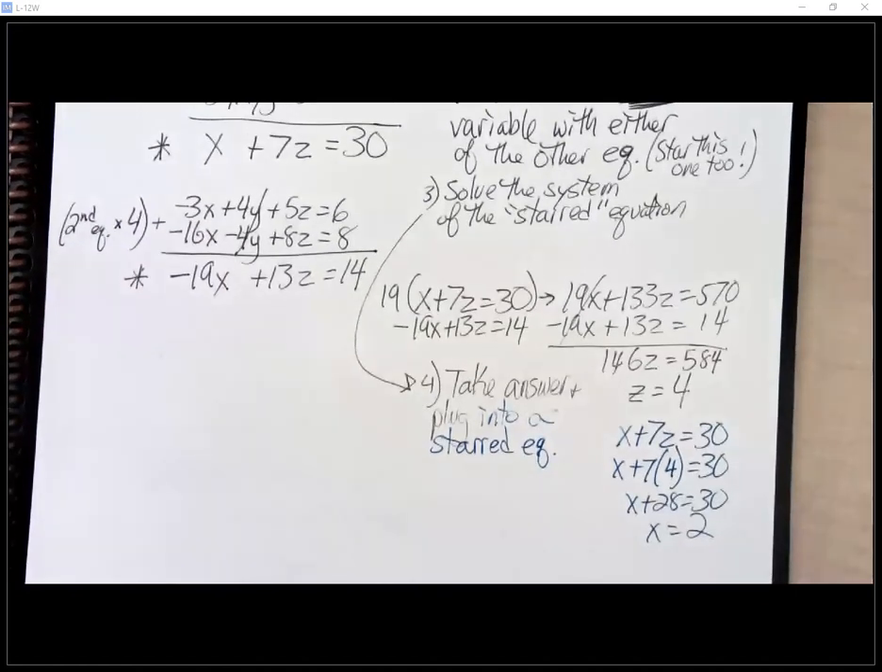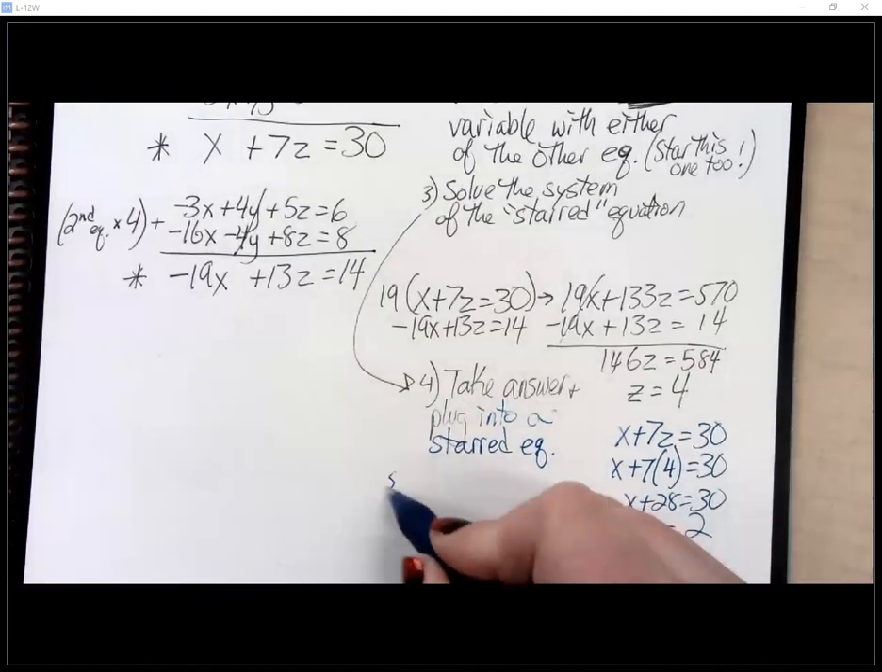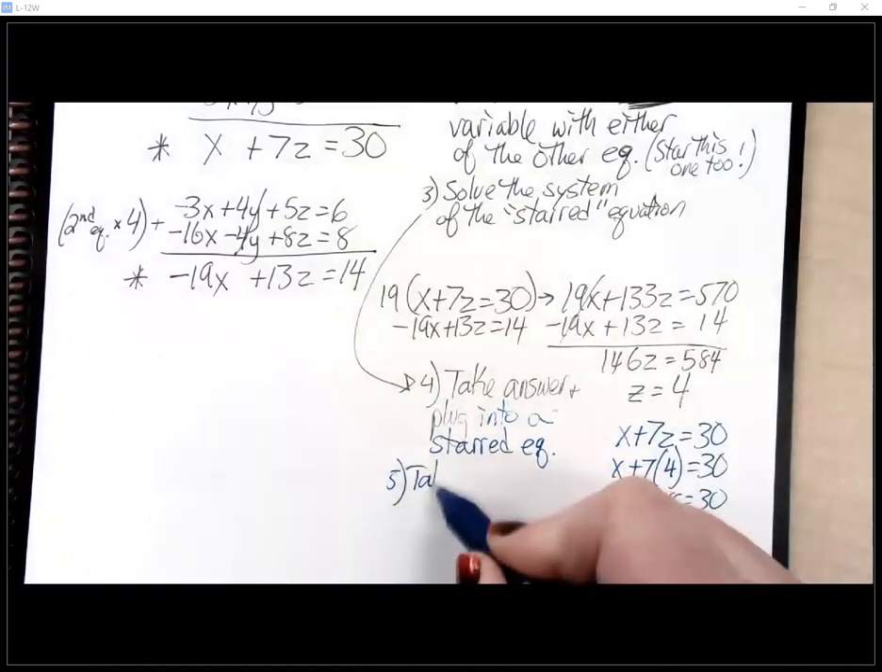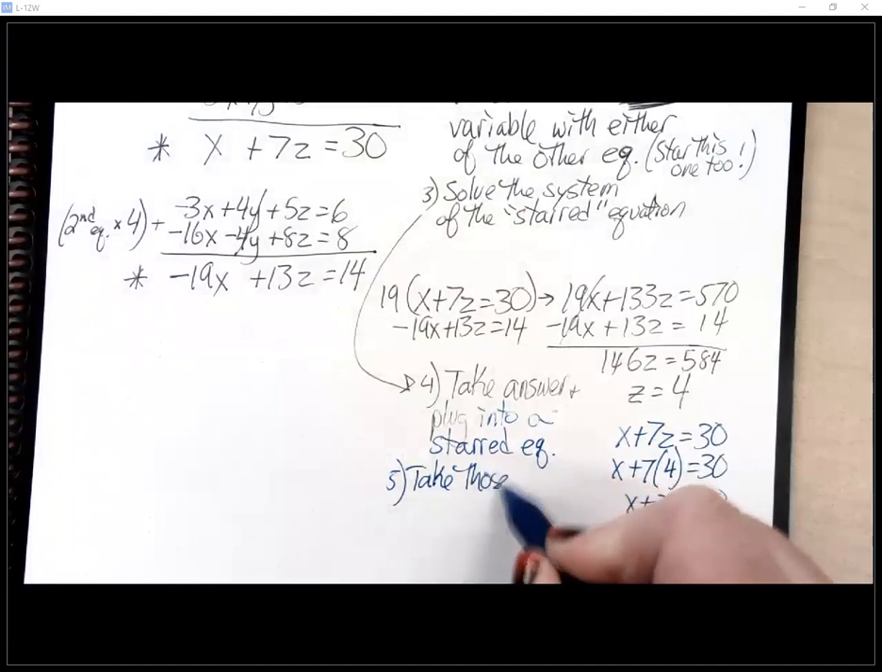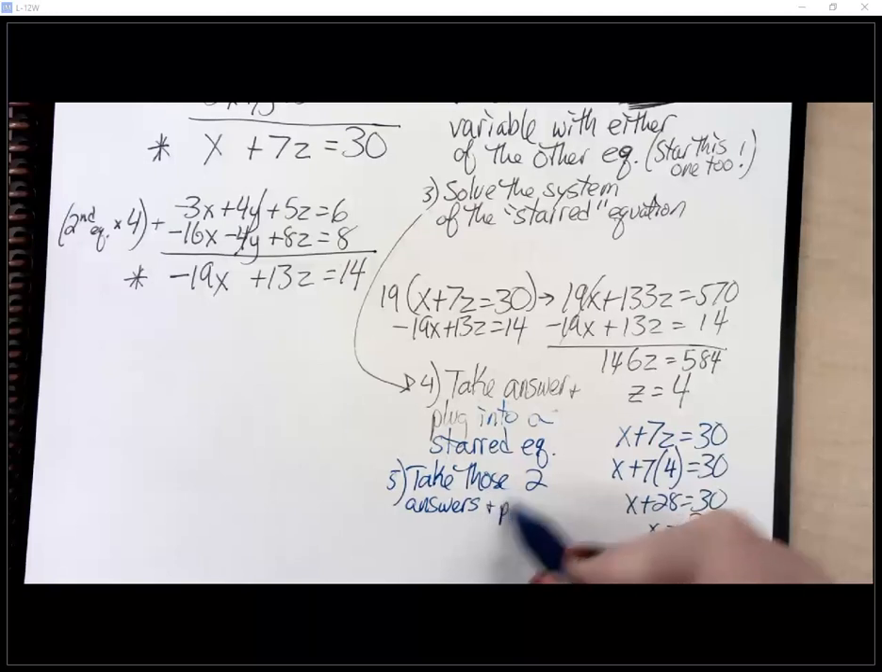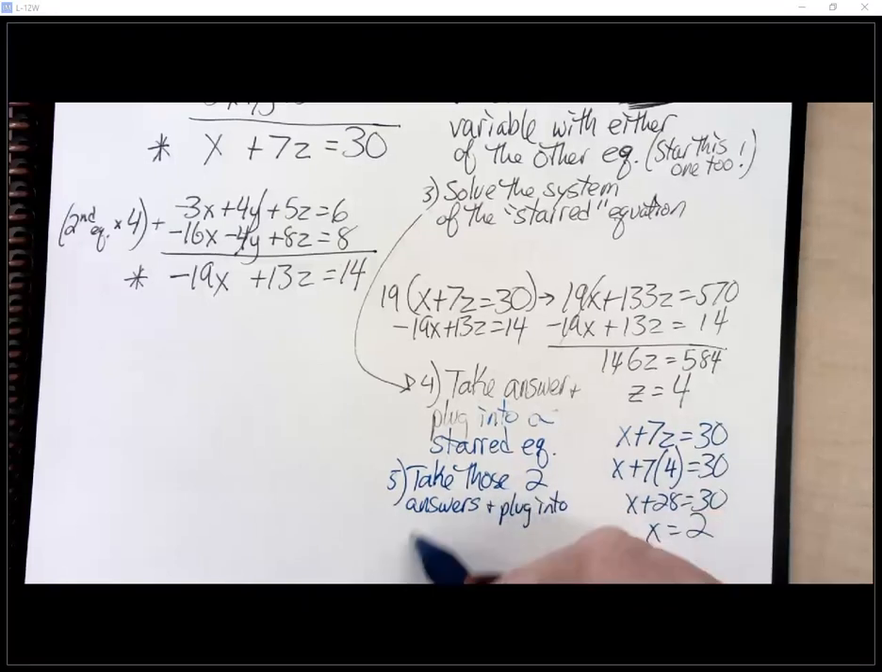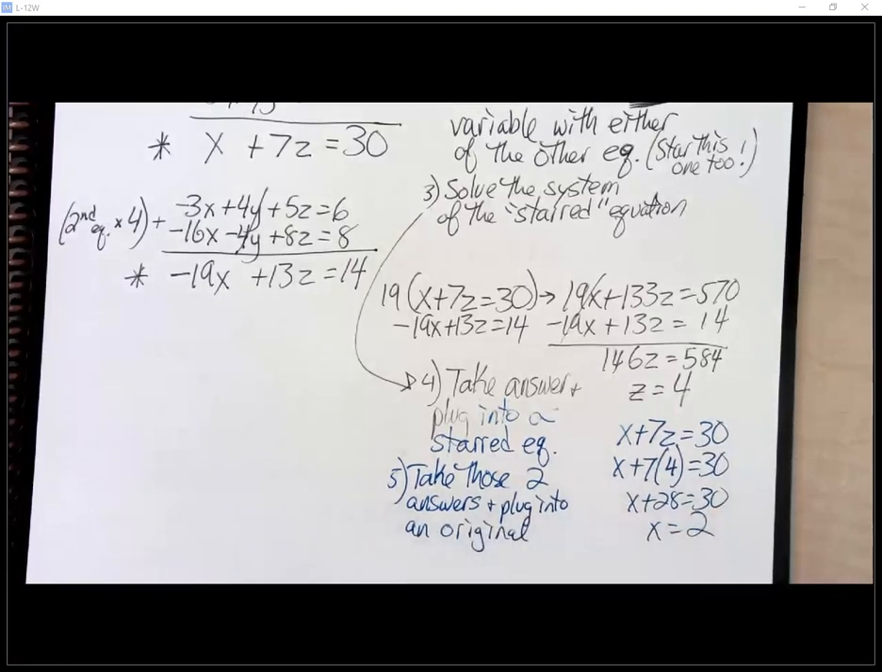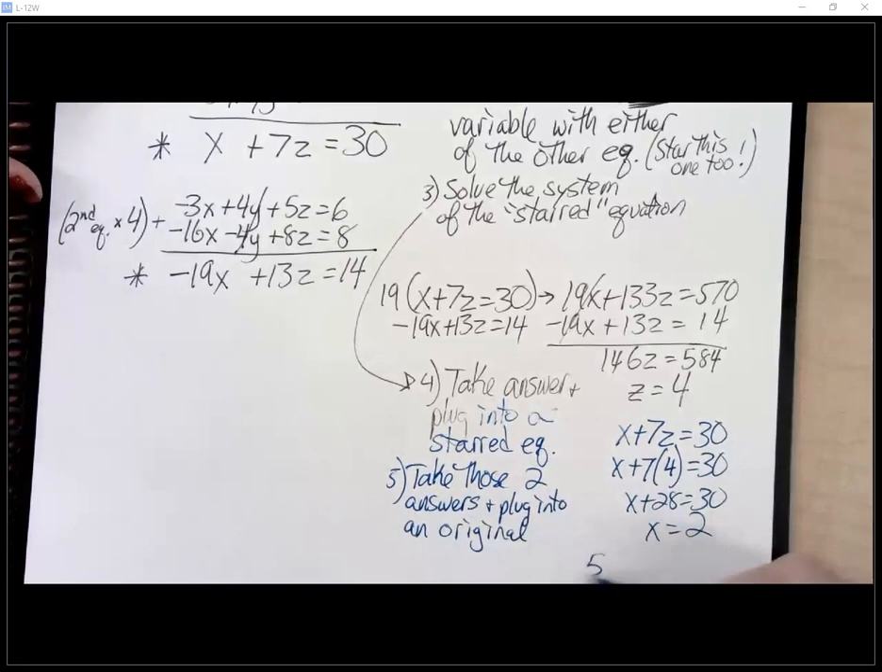Great, I have 2 of my 3 answers. So now go back to any original and plug in the 2 that you have to solve for the last one that's missing. So that'll be step 5. Take those 2 and plug into an original. Any original you want. I'll do the bottom one because everything's positive. But again, it shouldn't matter. You can do any of the 3.